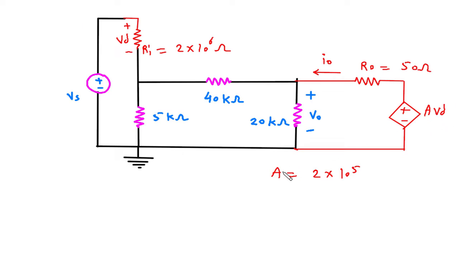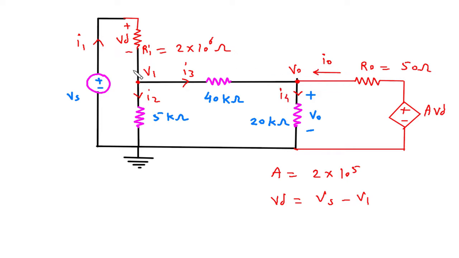Now here this Vd is equal to Vs minus V1, let's assume this is voltage V1 and this is voltage VO. So Vd is equal to Vs minus V1. Let's say this is current I1, this is current I2, this is current I3, this is current I4 and this is current IO.